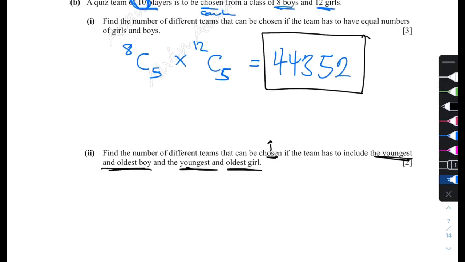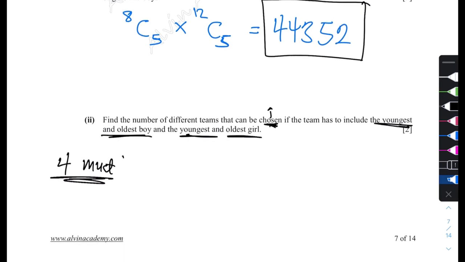So with the second part, it says find the number of different teams that could be chosen. Okay. So if you are going to choose it, then that means that there's combination. And this team must include the youngest and the oldest boy, and the youngest and the oldest girl. So that means that 4 people must be on the committee. So these 4 people have actually been selected already. It's not part of the question. We are not going to select them. They're already there.